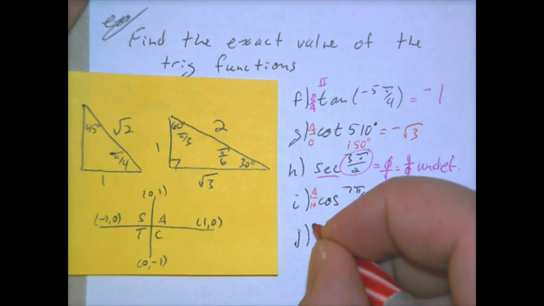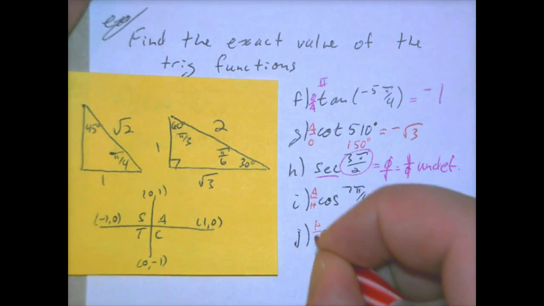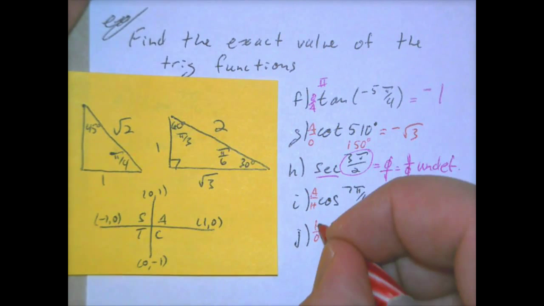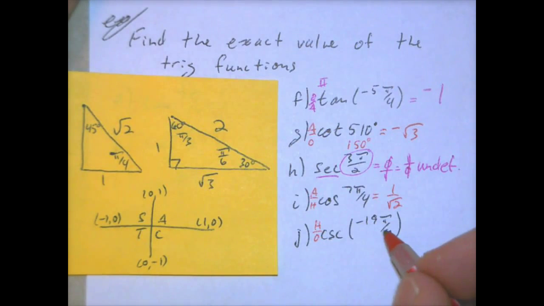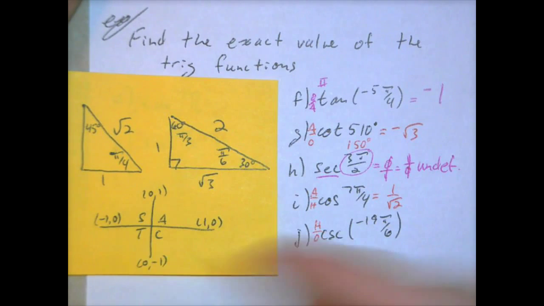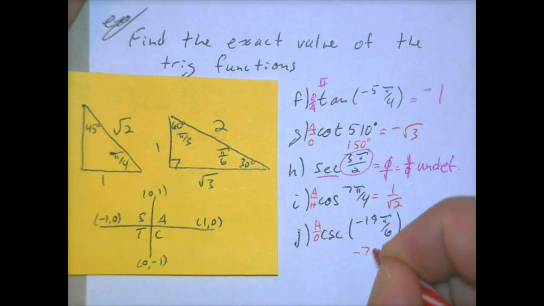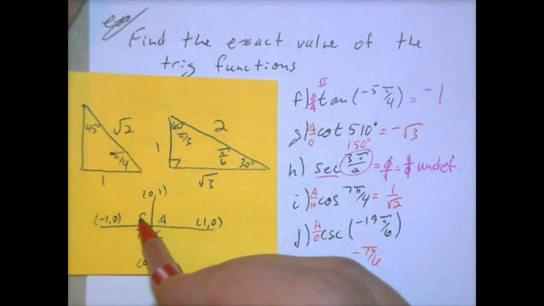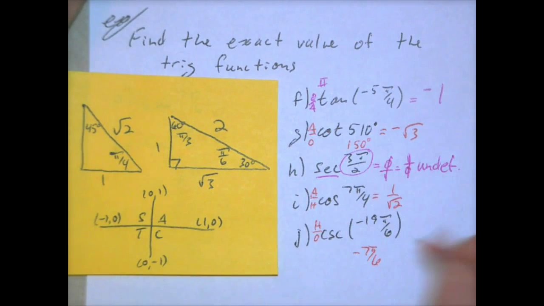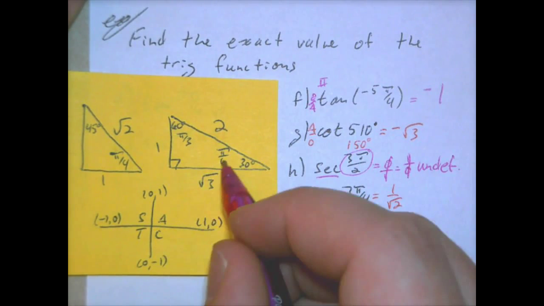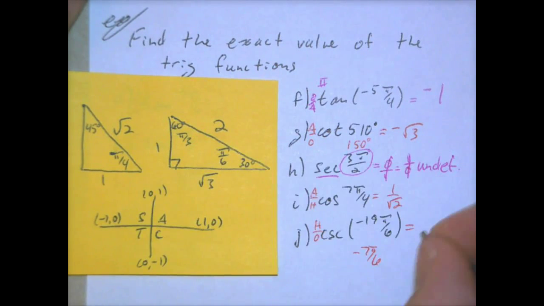Cosecant. Hypotenuse over opposite, because it is related to sine. Negative 19 pi over 6 is more than one time around the unit circle. It is the same thing as negative 7 pi over 6, which would be in the second quadrant with a reference angle of pi over 6. Sine is positive in there, so cosecant is also positive. So hypotenuse over opposite from your pi over 6 angle would be 2 over 1, which then would just be 2.